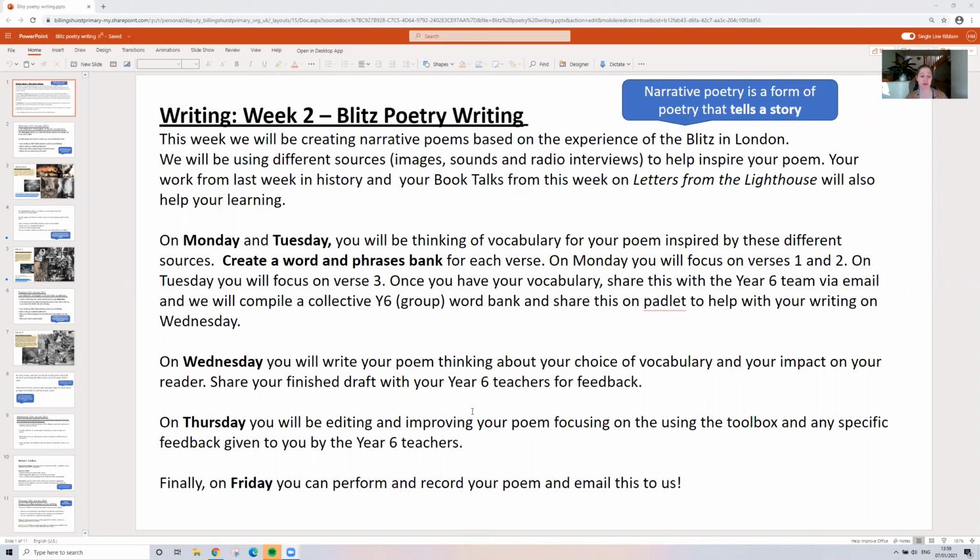So an overview of the week, first of all. As I said already, today, our focus is going to be on creating some word and phrase banks for the first 2 verses. Now this poem is going to have 3 verses. So today you'll look at the first 2 verses, and tomorrow we'll go on to look at the 3rd verse and start to then bring all our ideas together.